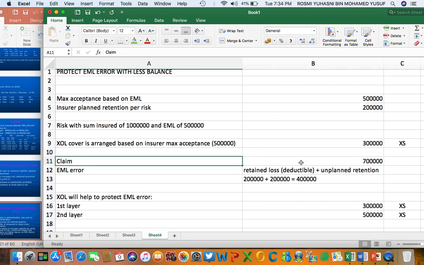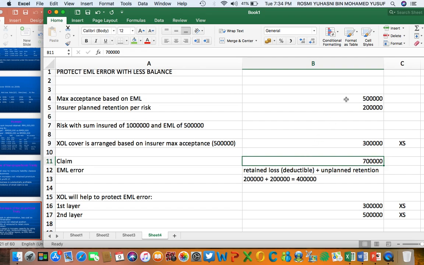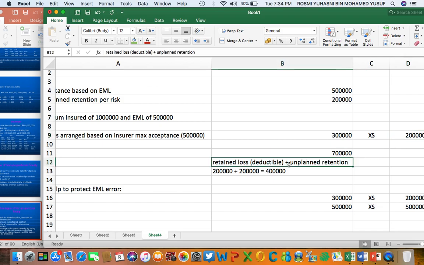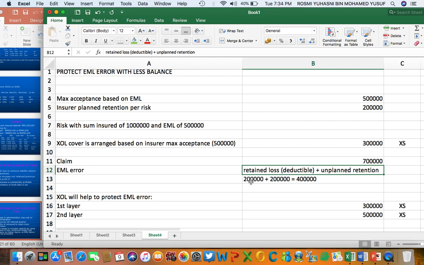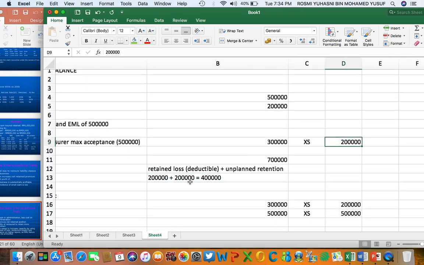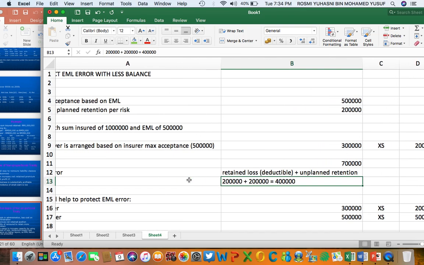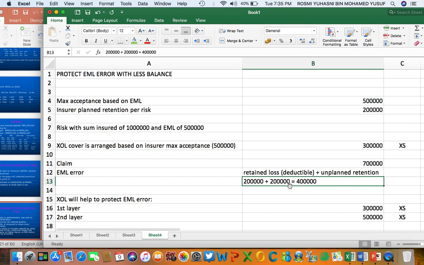Okay, let's say there is an actual claim of 700,000. So 700,000 is actually more than the estimated EML. So they have committed what is called an EML error, because they estimated 500,000 but the actual claim is 700,000. So EML error equals the retained loss, which is the deductible of 200,000, plus unplanned retention. They retain up to 200,000, which is the deductible, plus another 200,000 which is not protected by the reinsurer, because remember, the reinsurer only protects up to 300,000, where the actual claim is 700,000. So there is a shortage of 200,000, which is called unplanned retention. So 200,000 plus 200,000 is going to be 400,000. So there is a possibility of what we call EML error.